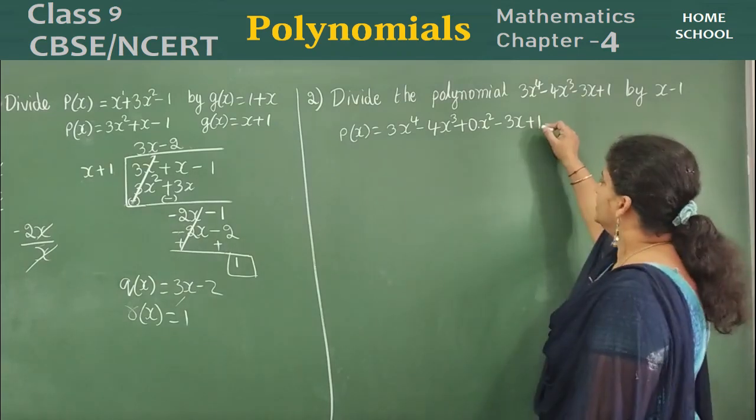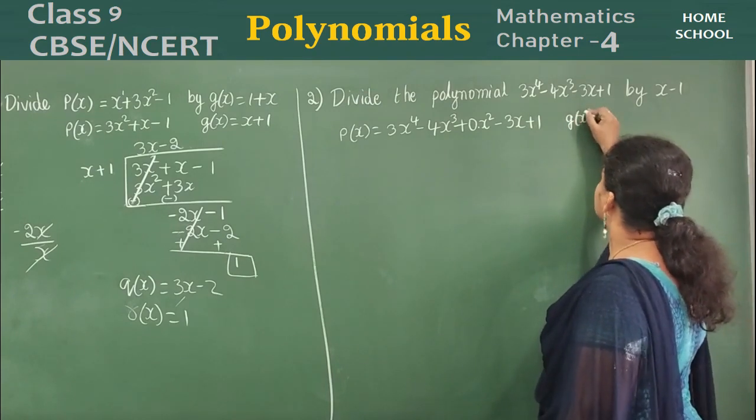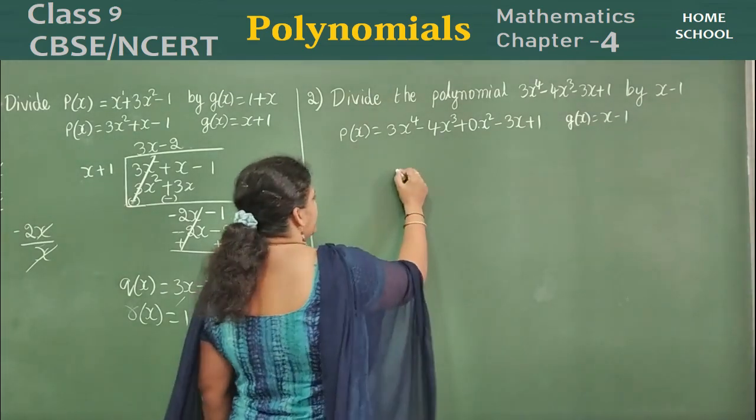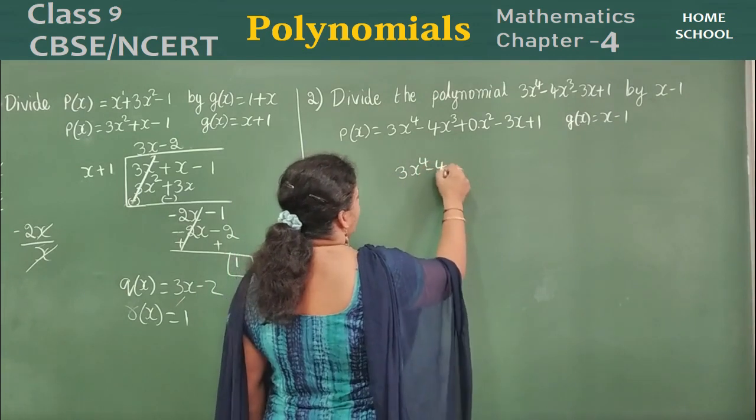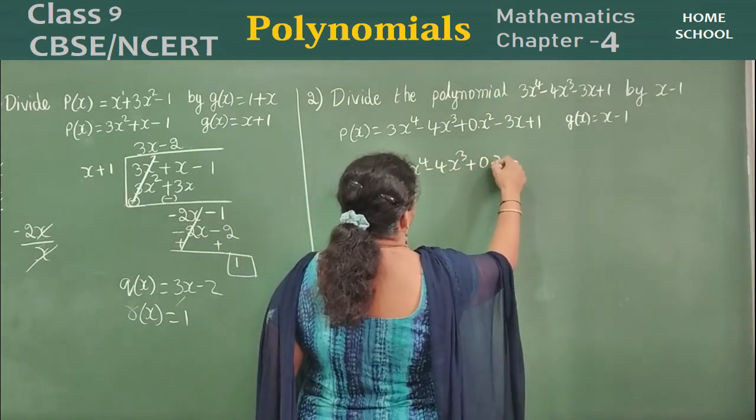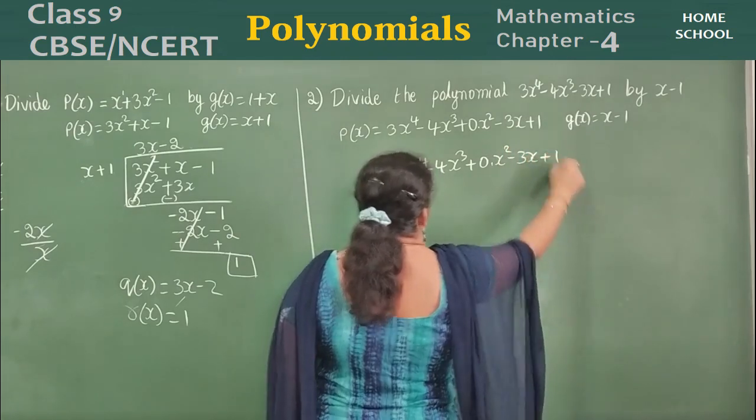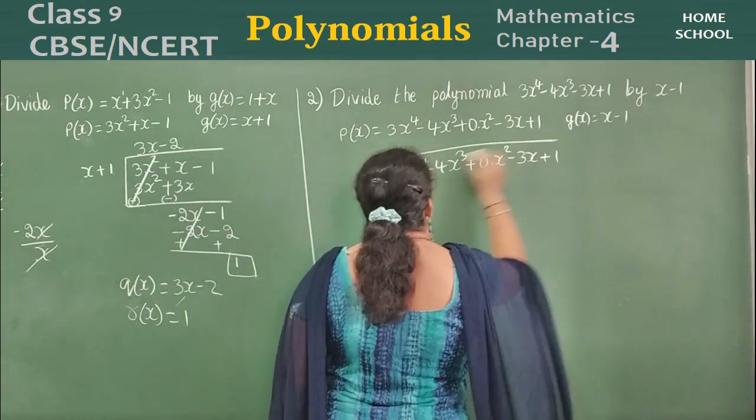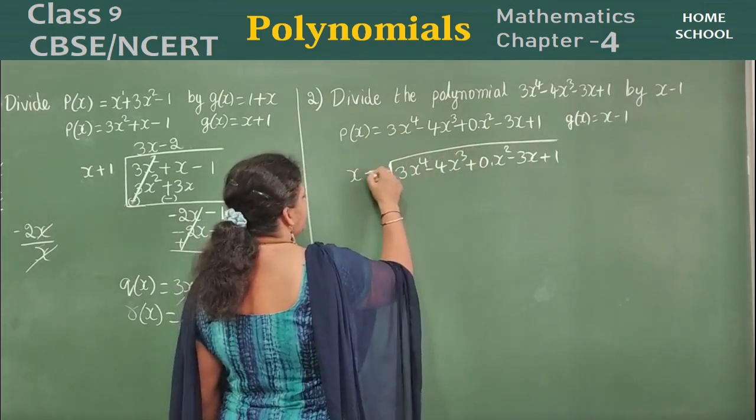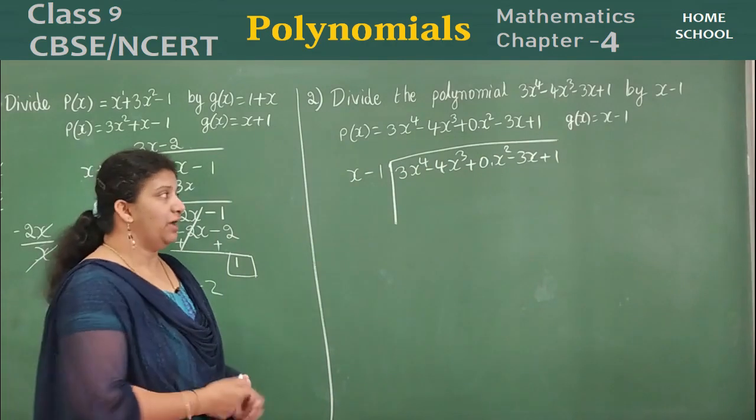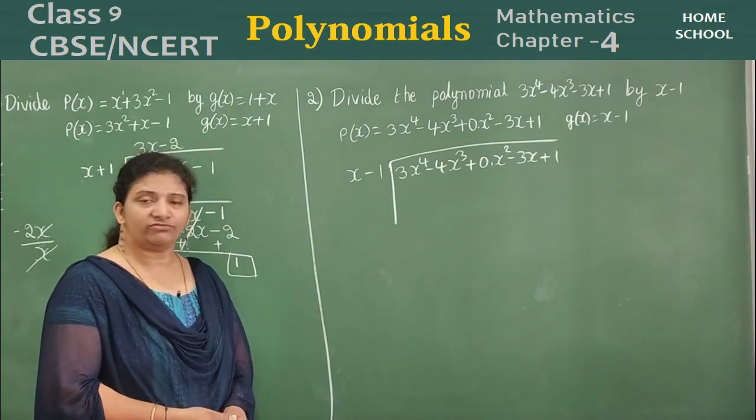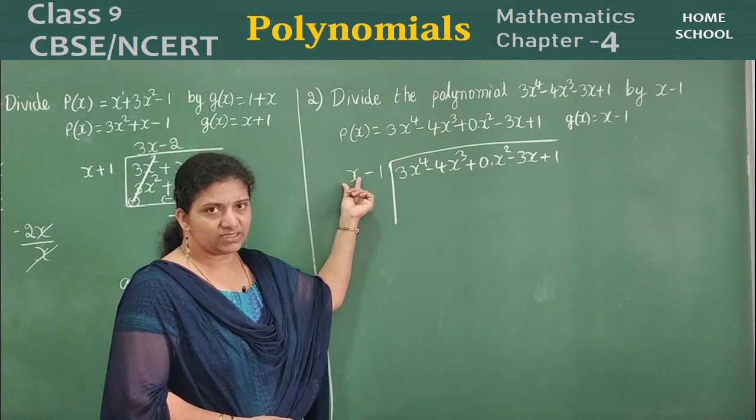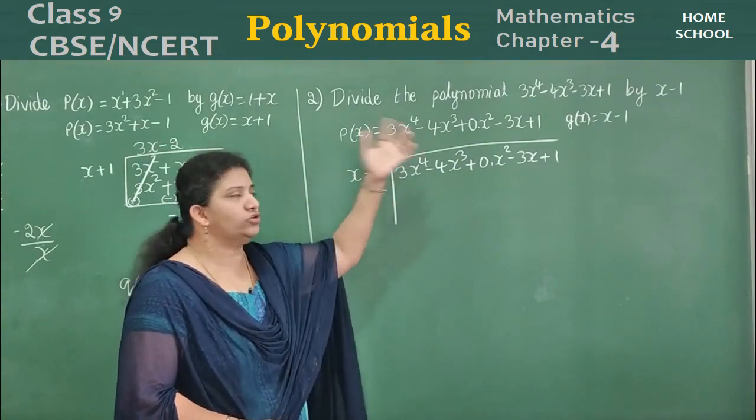Now this should be divided by g of x is equal to x minus 1. Now write in this format, that is 3x power 4 minus 4x cube plus 0x square minus 3x plus 1, divided by x minus 1. Let me write like this, and g of x is the divisor. Now how to divide this polynomial? Rule is the same every time. Divide the first term of the dividend by the first term of the divisor to get the quotient term.